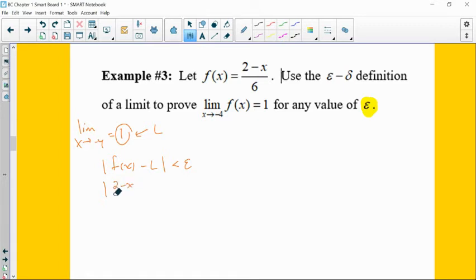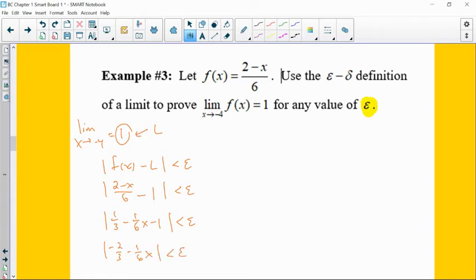So my function (2 minus x) over 6, minus my limit value of 1, is less than an arbitrary epsilon. And then this is 2 over 6 is 1/3, minus 1/6 x, minus 1, is less than epsilon. 1/3 minus 1 is negative 2/3, minus 1/6 x, is less than epsilon.